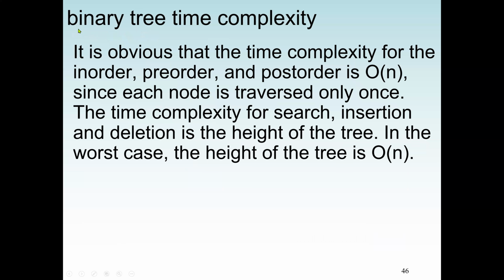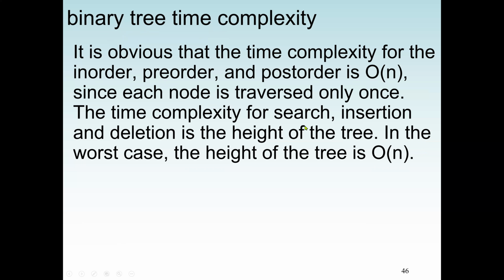Now the next is the binary tree time complexity. As we said earlier, traversing in order, pre-order, post-order is big O N. The reason why it's big O N is that N is the number of nodes we have in the binary tree or binary search tree. So we have to visit each node. So it's big O N, since each node is traversed only once.